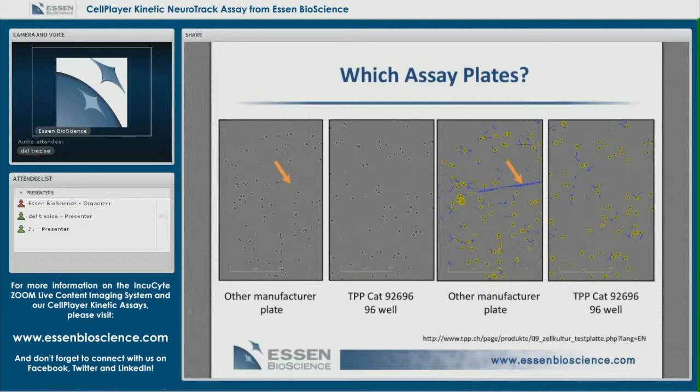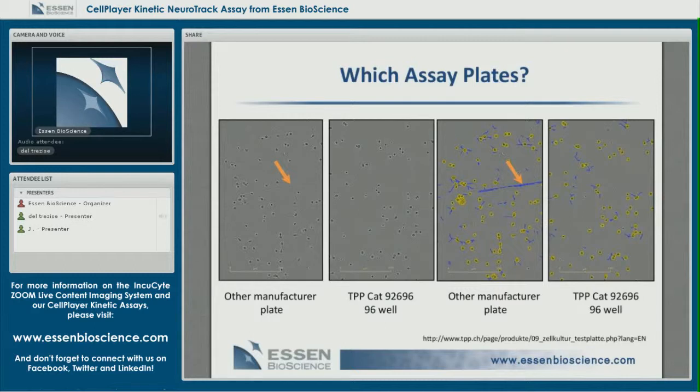Our preferred plate is generated by a company called Technoplastic Products, TPP, catalog number 92696 as a 96-well plate. In our experience, these are the best optical resolution of any plate that we've tested. They're not premium priced. They're very reasonably priced. So there's no expensive consumables in this assay other than the cells. To be fair, if you use iPS cells, they're still relatively costly.